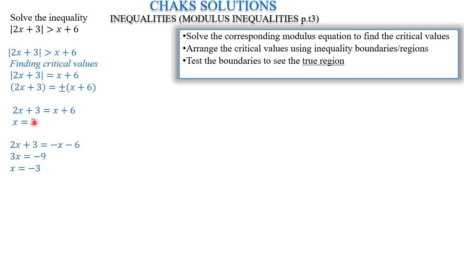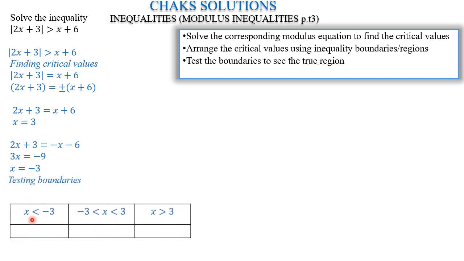Now we have these critical values, so we arrange them in the table using inequality boundaries. It's going to be x less than minus 3, then we connect minus 3 less than x less than 3, then the last one is x greater than 3. Remember that when you are starting, you start with the smallest: x less than the smallest critical value, then you connect the smallest with the next critical value. Then the last one will be x greater than the largest critical value.